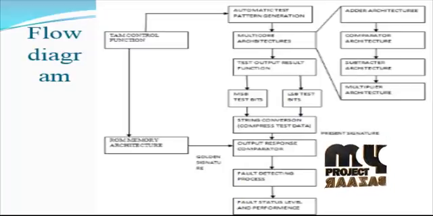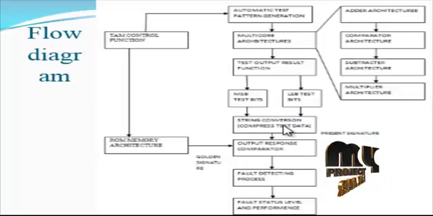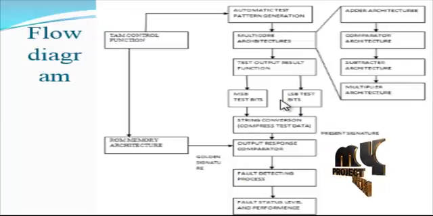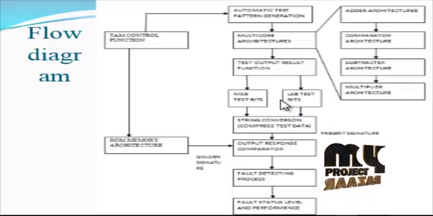This is the flow diagram for on-chip test vector compression. We implement the compression-based work using the string conversion technique. This technique splits the overall test output data bits into MSB and LSB sections and reduces the compressed test data bits. This is the overall flow diagram for the process.